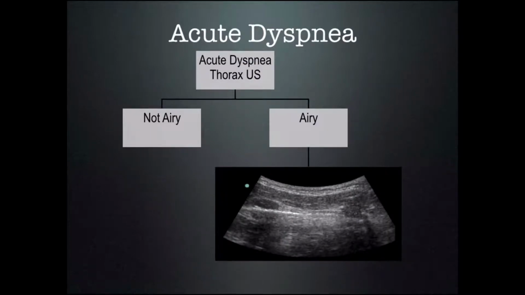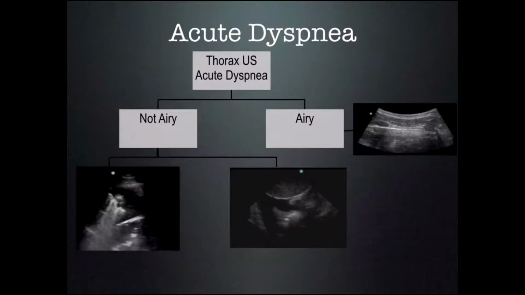Well, this is normal lung ultrasound. We've placed our probe across the ribs, we can see the pleura, and we can't see anything deep to the pleura. This is a normal airy ultrasound. That tells us a lot of information. Let's talk about the non-airy ultrasound.